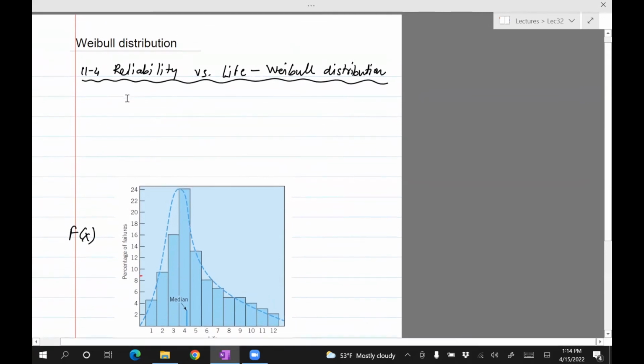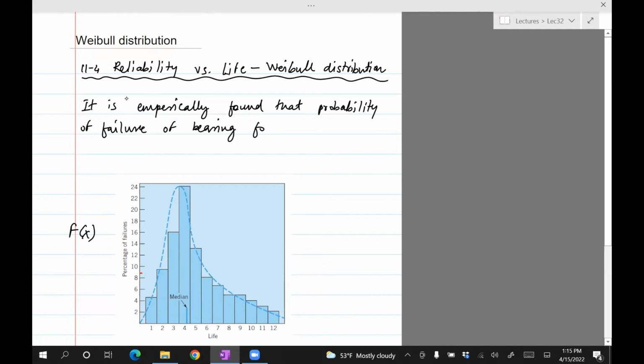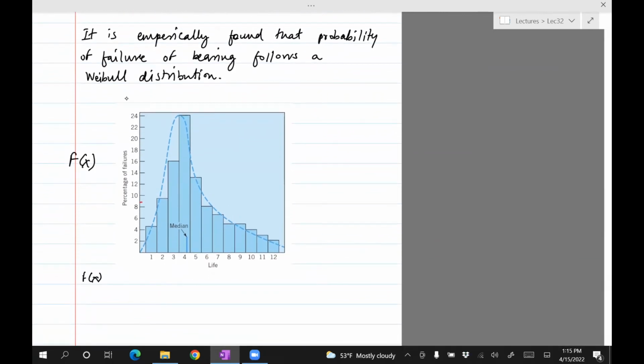So maybe just make a note here. It's empirically found that the probability of failure of ball bearings, or bearings in general, follows a Weibull distribution. f of x here, as I said, is the probability density function.